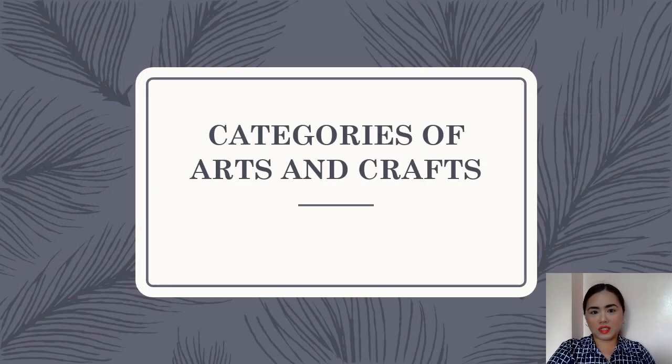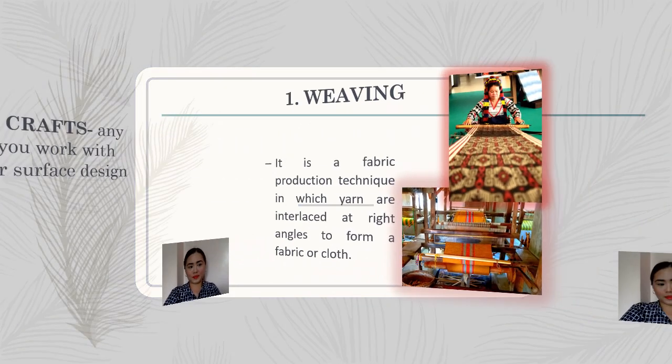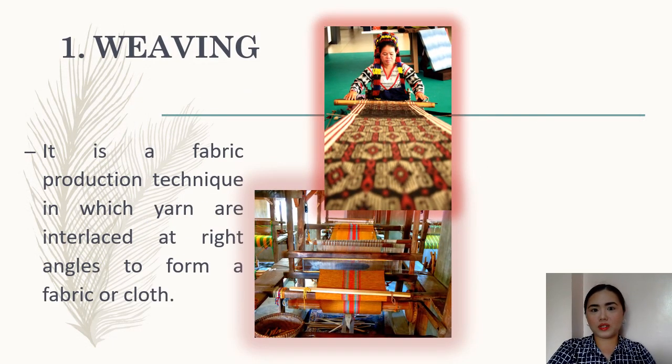Now let us continue with the different categories of arts and crafts. The first category is textile craft. Textile crafts are any kind of craft where you work with fabric, yarn, or surface design. The first craft under textile craft is weaving. Weaving is a fabric production technique in which yarn is interlaced at right angles to form a fabric or a cloth. Weaving is an abundant trade here in the Philippines.